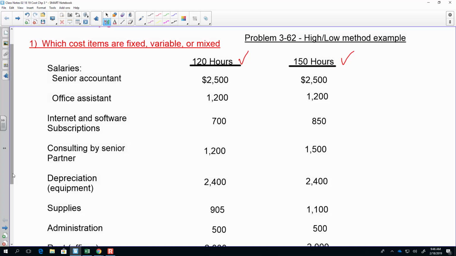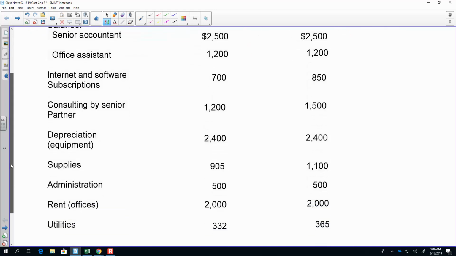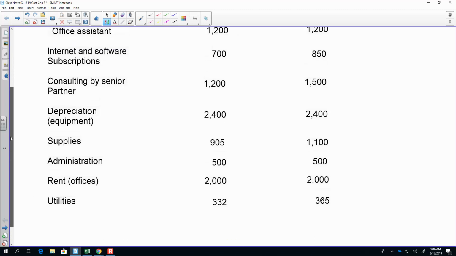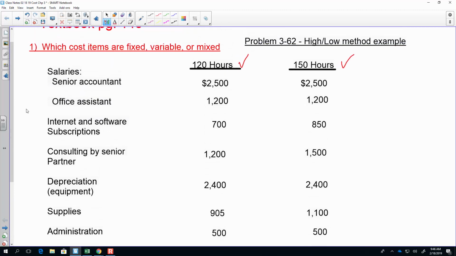Some do change. And our first task with these 2 numbers is to identify which one's fixed and which one's variable and which one is mixed. I always do which number is fixed in behavior. Remember, chapter 3 is looking at our numbers, analyzing our numbers to see which ones behave a certain way. So, looking at the 2 columns, which numbers are fixed? Senior accountant. Senior accountant is fixed. Office assistant also fixed. Good.